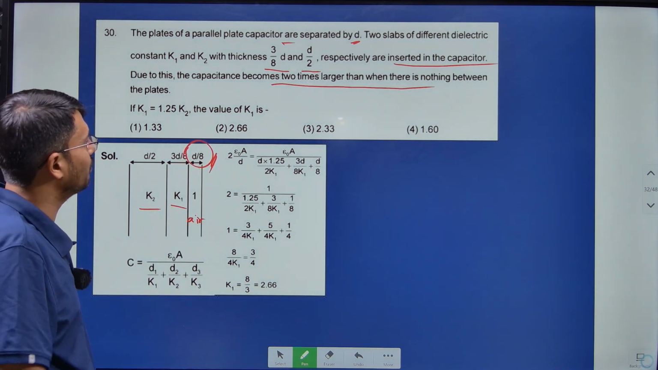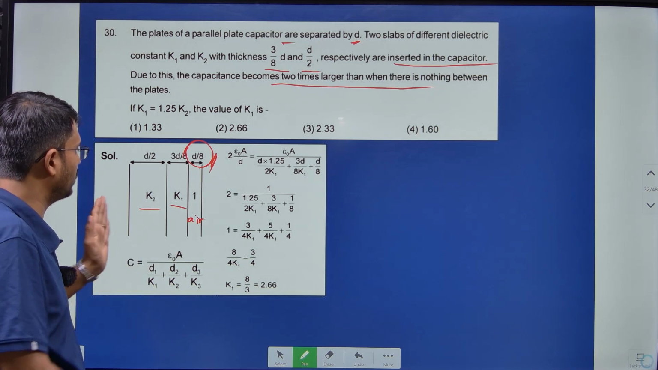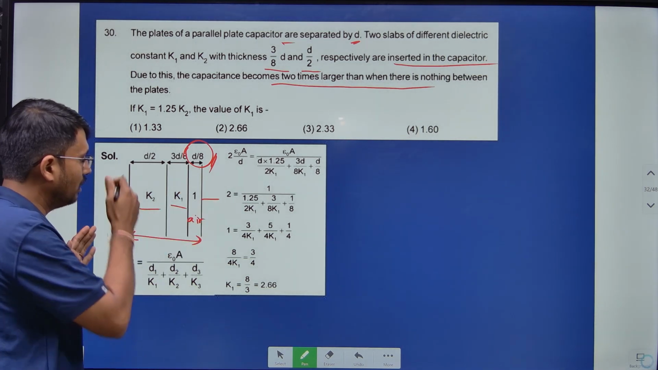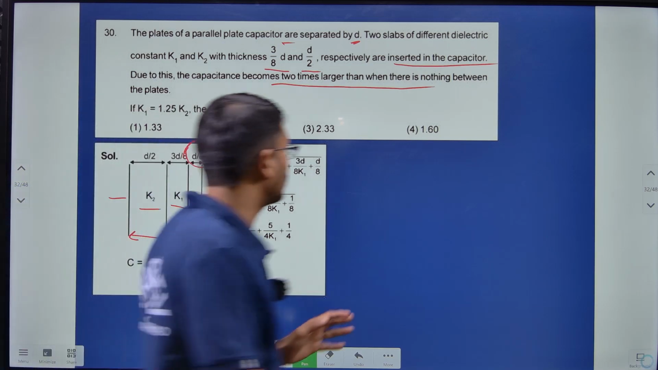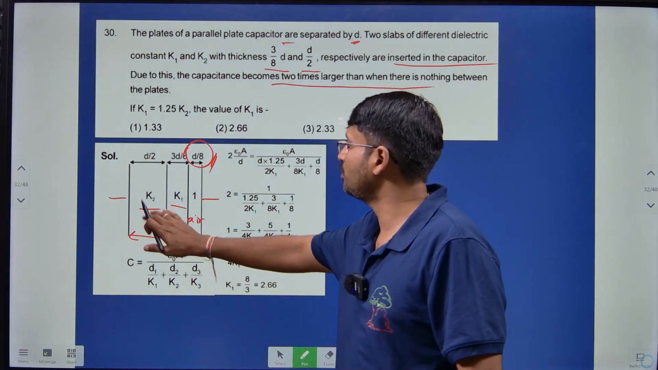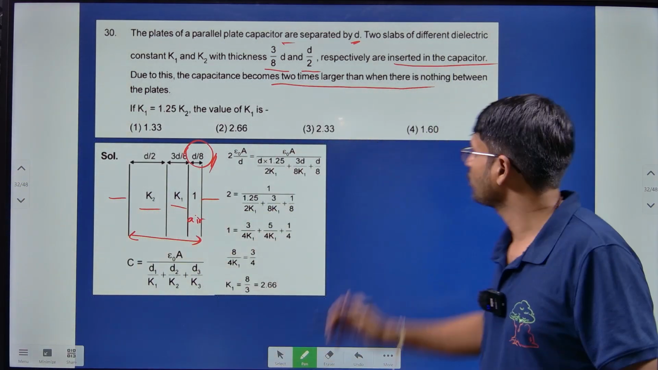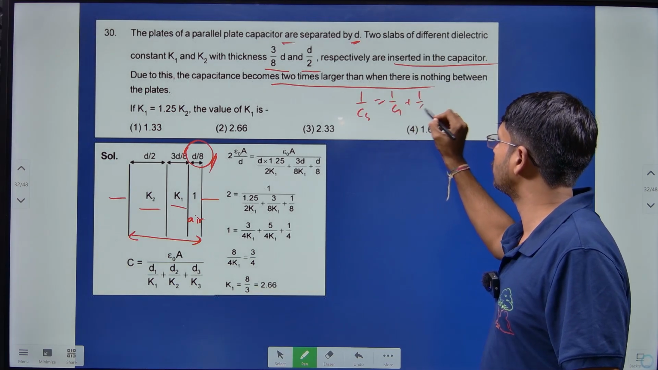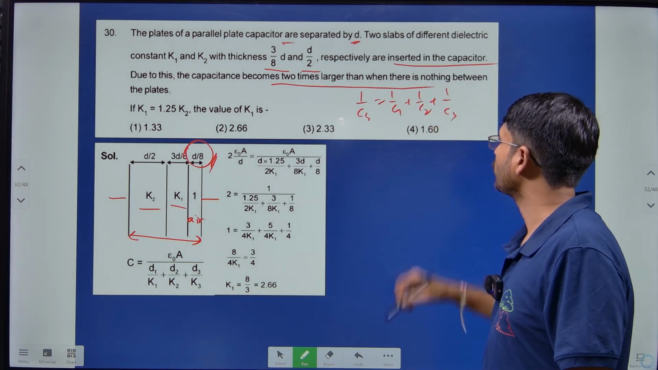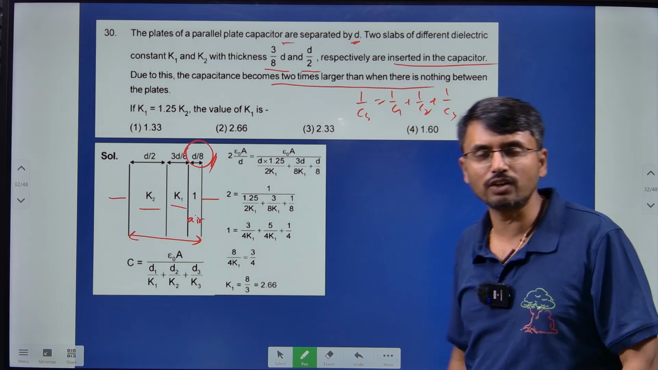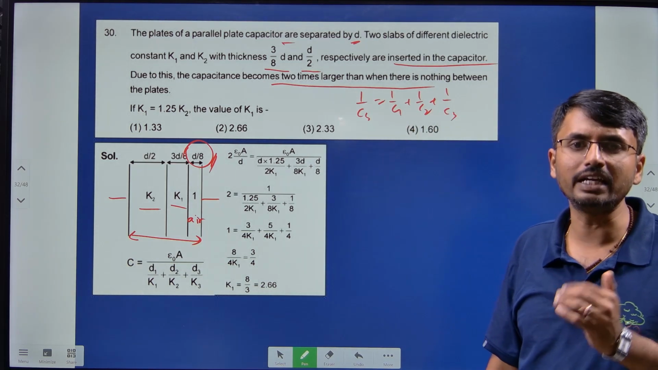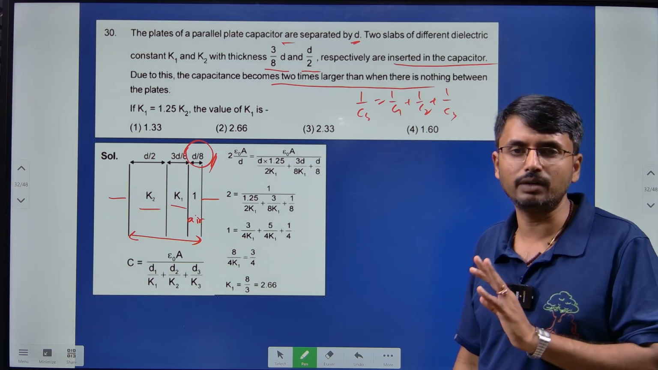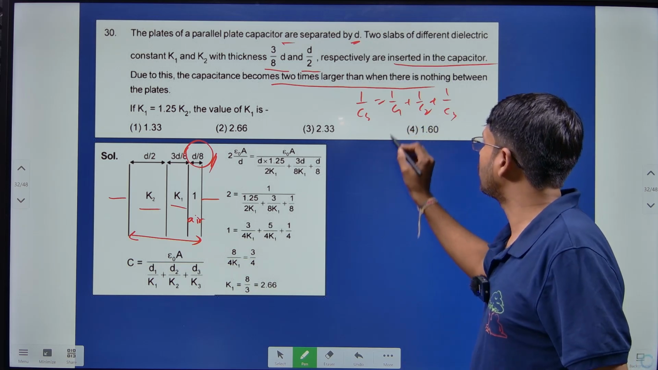Then what is the effective capacitance in this particular case? When the distance between the plates is divided in this way, we consider it the same as 3 capacitors in series. What is the equation for that? 1 by Cs equals 1 by C1 plus 1 by C2 plus 1 by C3. What is the general equation for a parallel plate capacitor? Epsilon naught A by d if it is an air medium, and if it is some other medium, K epsilon naught A divided by t. If you substitute that, what do you get?